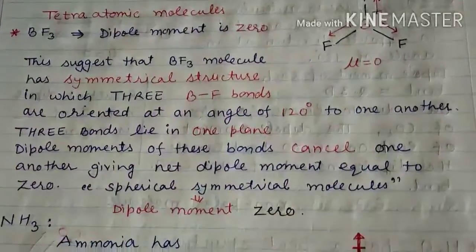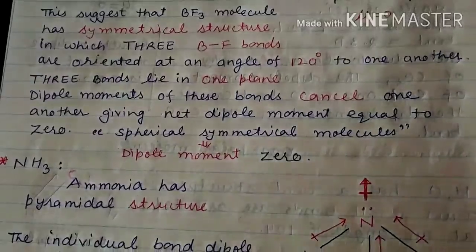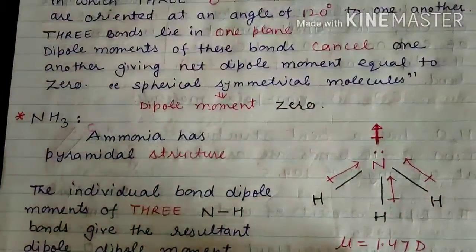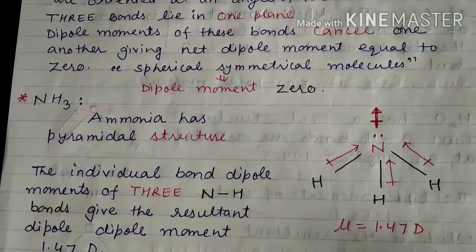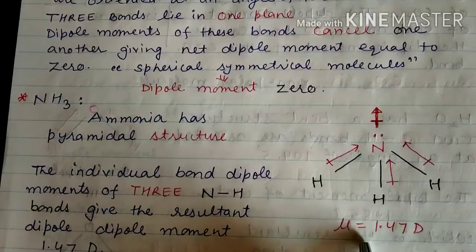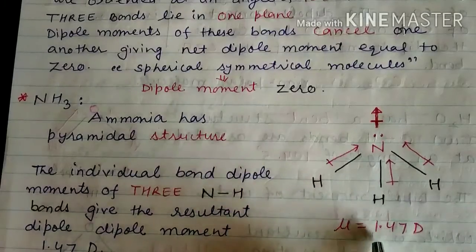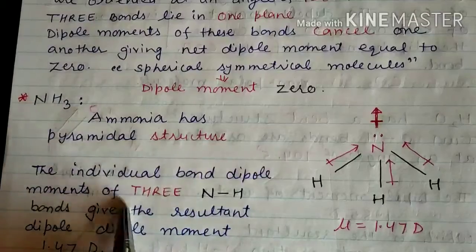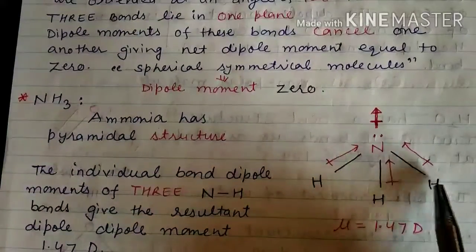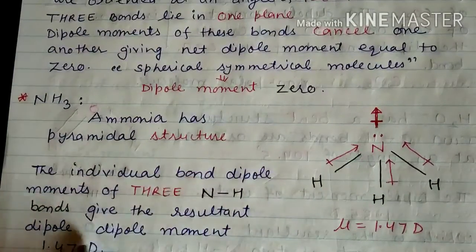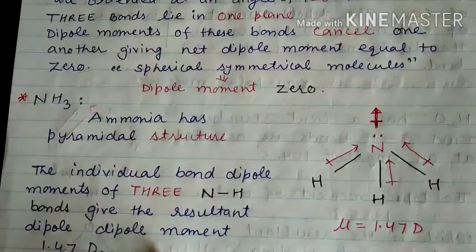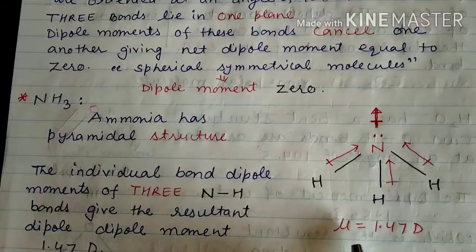Right. Further, if you look at ammonia, it has a pyramidal structure, with a non-zero dipole moment. The value of the dipole moment for ammonia is 1.47 D. Here the individual bond dipole moments of the 3 NH bonds give a resultant dipole moment. You can see it in the upward direction, along the direction of the lone pair. That's why it is non-zero, and the value comes out to be 1.47 D.